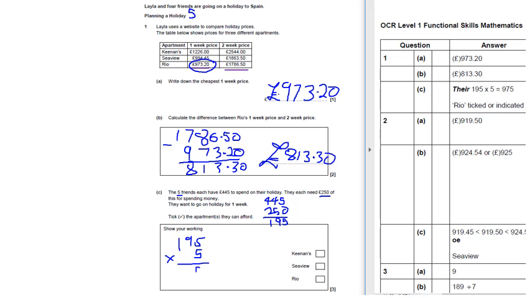Oh, I'm using a calculator. I'm not using a calculator because I haven't got it. So yeah, that's a 2, that's a 45. Yeah, I'll just write that down. Okay. Tick which apartment they can afford. So we're going for week 1. So they can afford Rio. They can't afford Seaview, and they can't afford this Kenan. Okay. Oh, we haven't done this. Check answers. Yes, that's right.